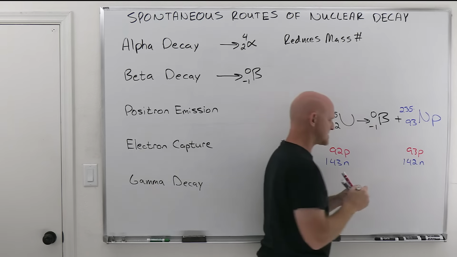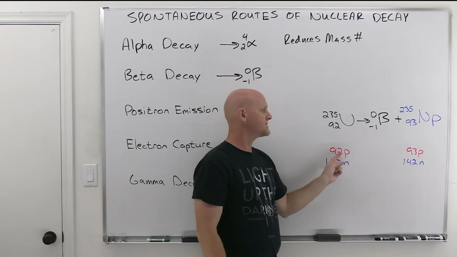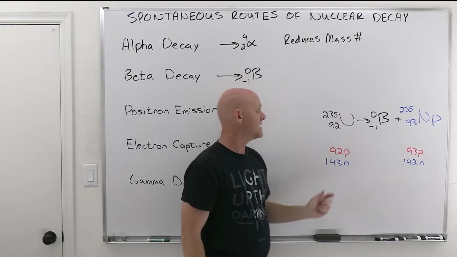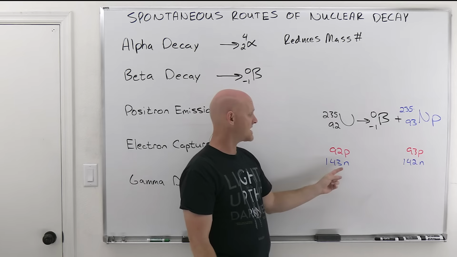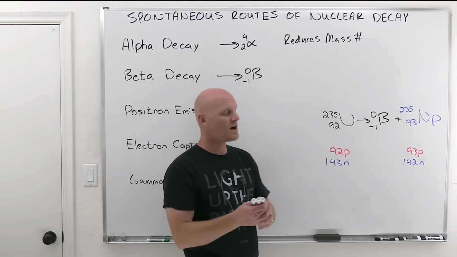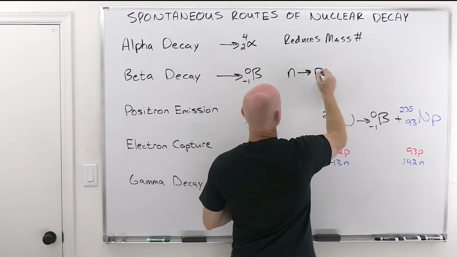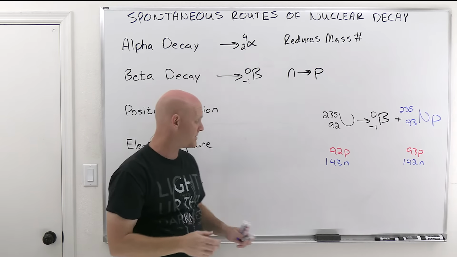And we can now kind of see what's going on. So in converting uranium-235 to neptunium-235, the atomic number went up by 1. We gained a proton, but the mass number stayed the same. So to make room for that proton, we must have lost a neutron. So if you gain a proton and you lost a neutron, functionally beta decay actually converts a neutron into a proton. That's what it actually accomplishes.